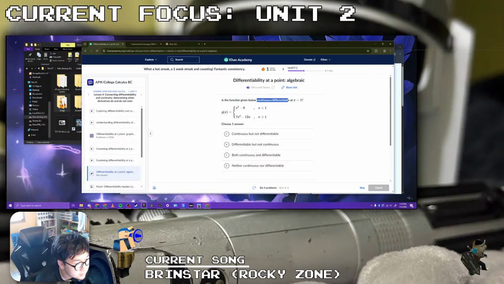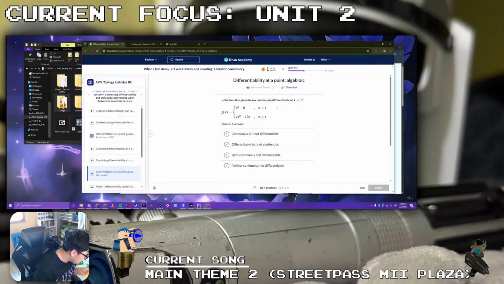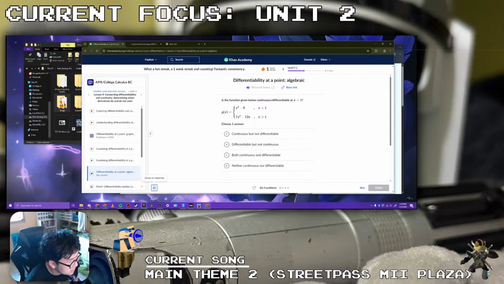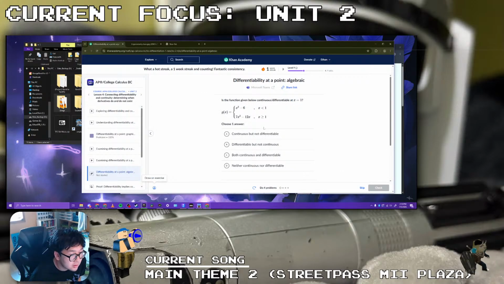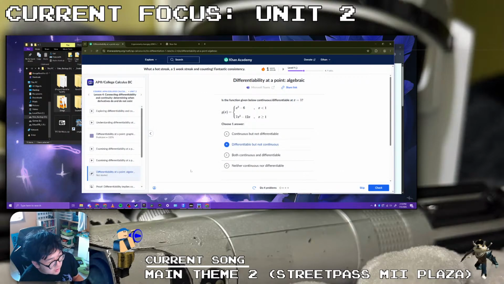Well, let's check. Alright, now here is where we talk about it. So, differentiability implies continuity, right? But continuity does not imply differentiability. Now what you can do here is you can check the slopes. Technically the way to do it, you could derive, for example, this would just be 2x, and the other one would be 14x minus 12, so I don't think they're differentiable. We can check if they're continuous.